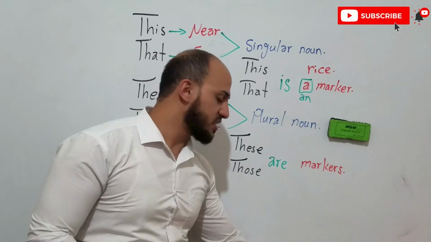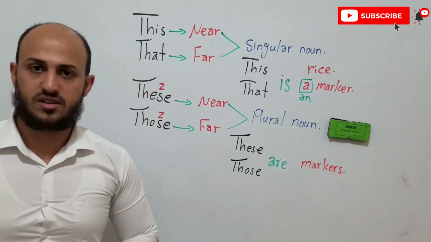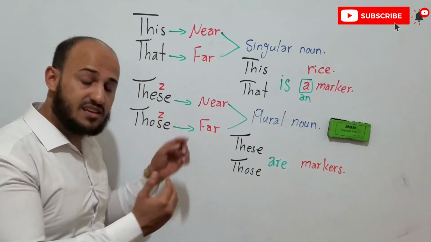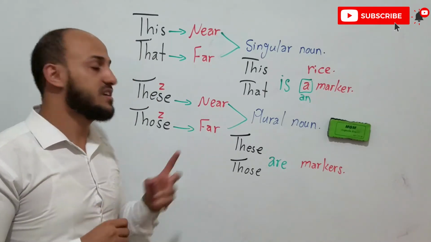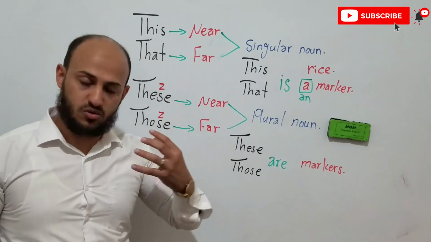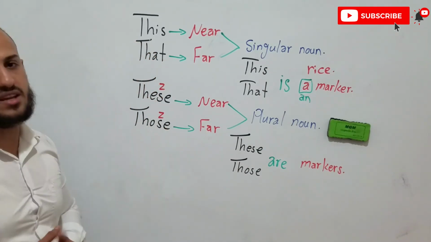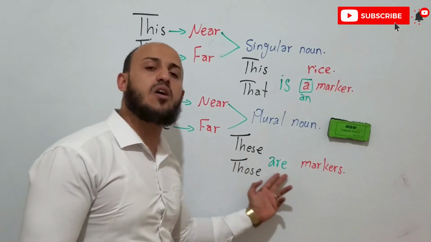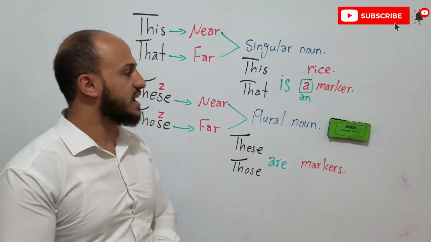Very good. That's all about this, that, these, and those. Remember one point, guys. When you say these, don't say it with an S sound, that is wrong. Say these. The sound of the S is Z. And the same idea here. So these, those. These are markers. Those are markers. That's all about it, guys.